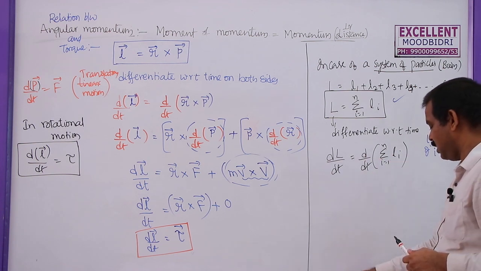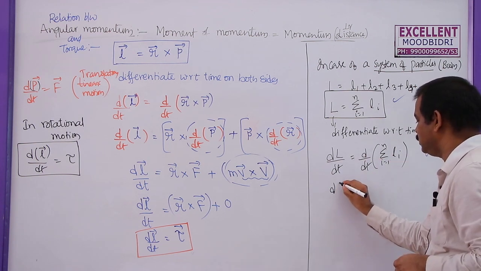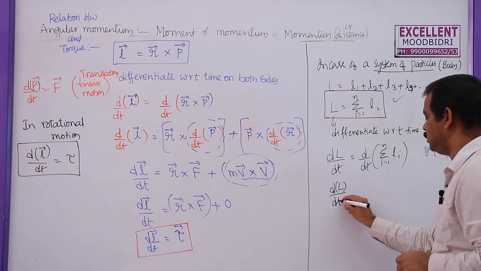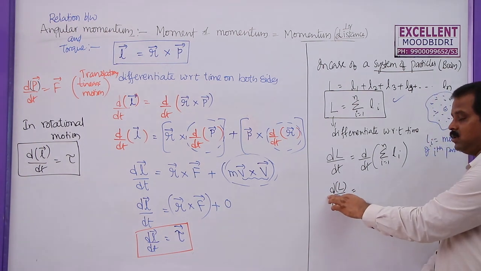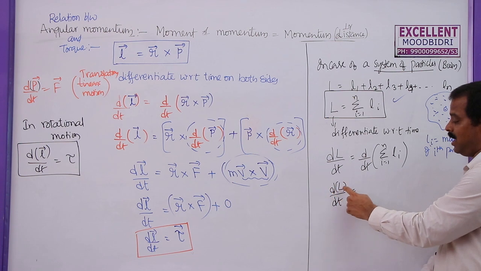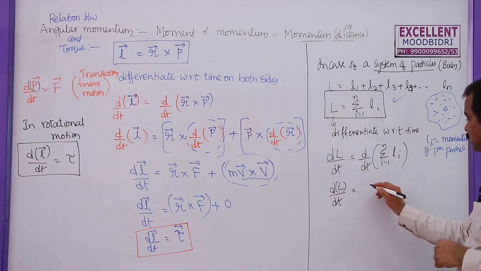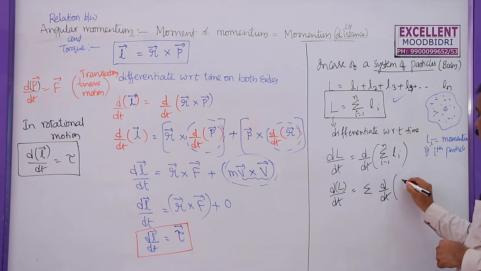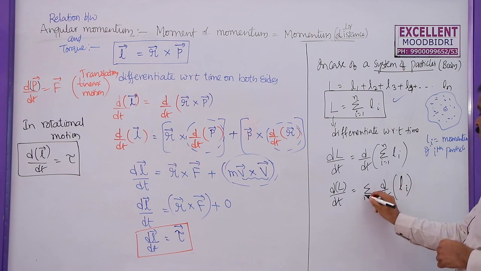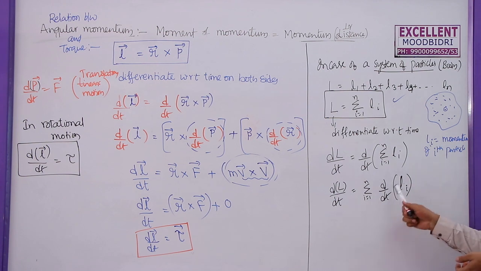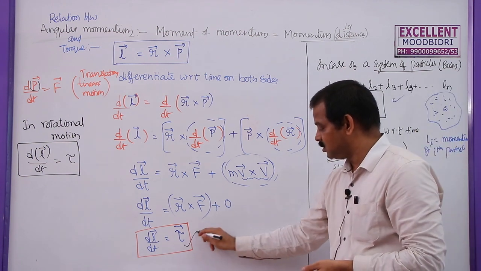So we can write this as dL/dt, that is, the time rate of change of total angular momentum of this body is given by the sum of dL_i/dt, with i from 1 to N. Now, we know that dL/dt is nothing but torque, tau.